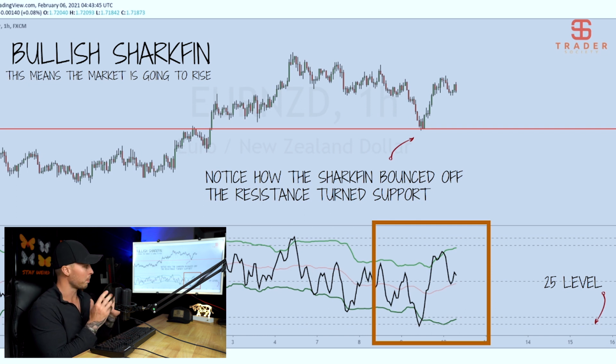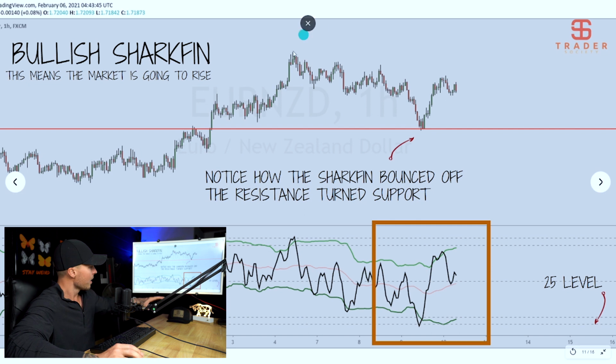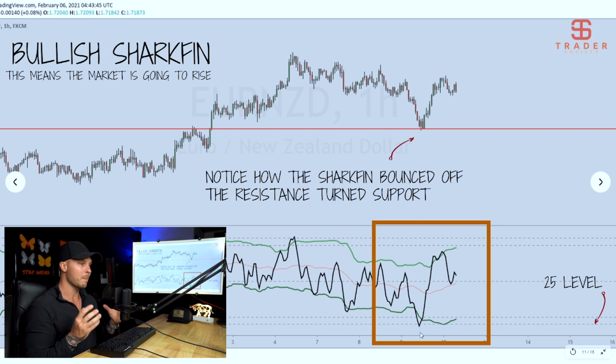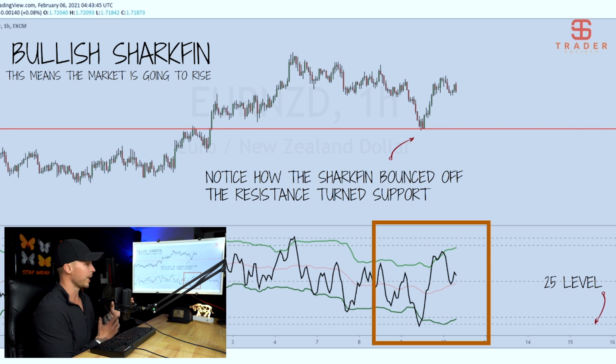I'm a visual person. So for me to take into accountability all these confluences with the shark fin just gives me that idea, and that reminder, that the market's out of its range, okay? So that just gives me more of a reason that I want to be in that trade.